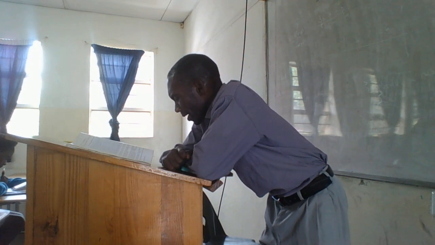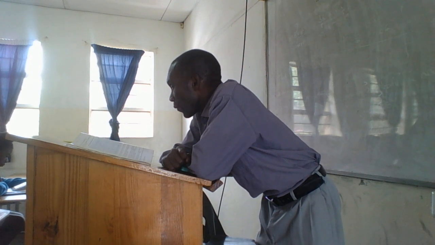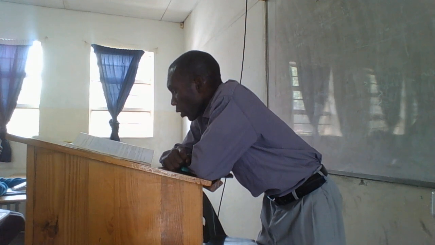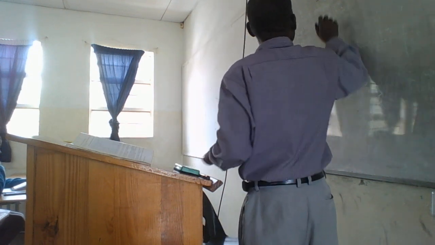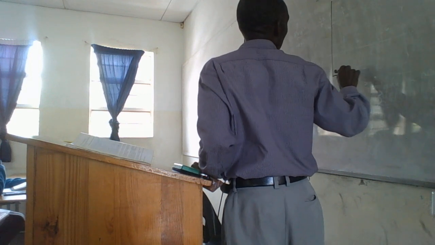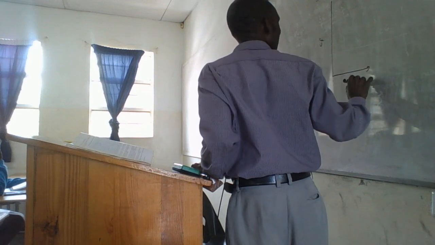If you look at that graph which is down there, that graph is a graph of cumulative frequency to show the height of the 30 broad bean seeds. So it's a graph where they are looking at cumulative frequency against the height.